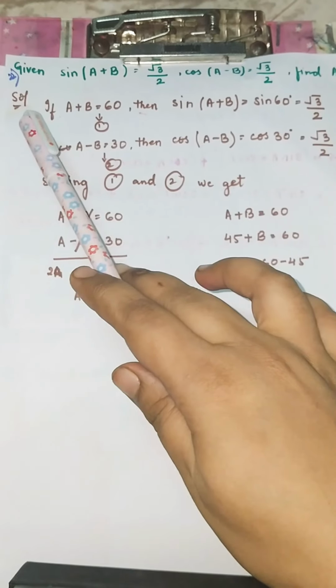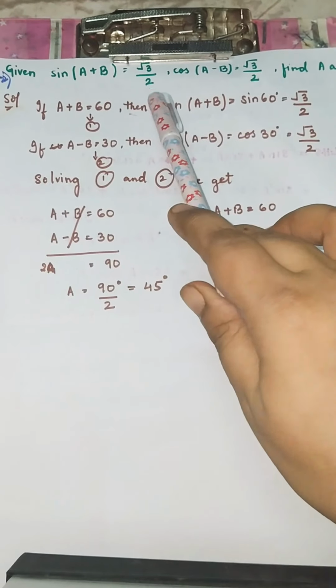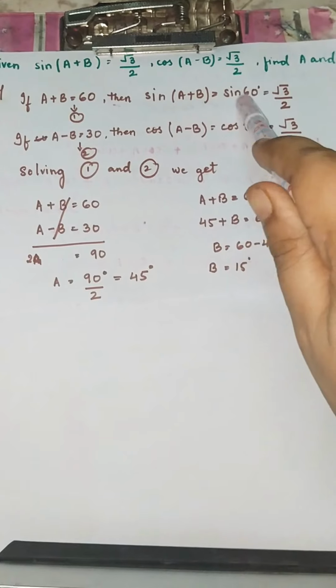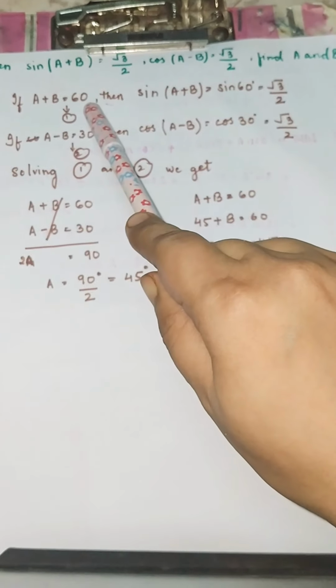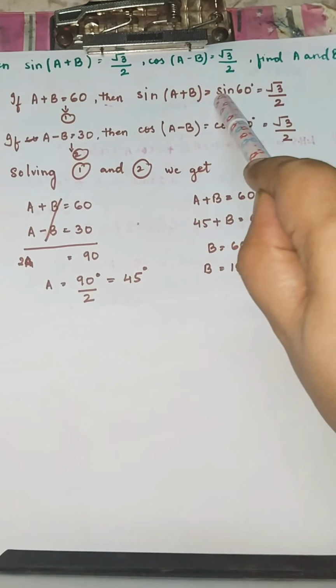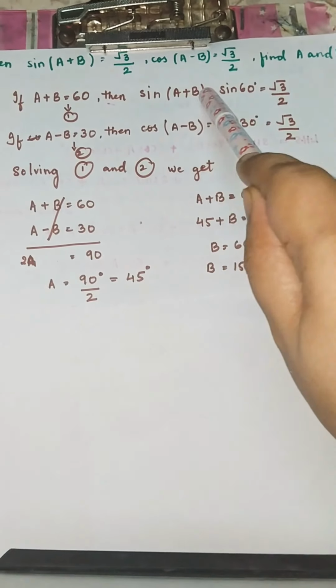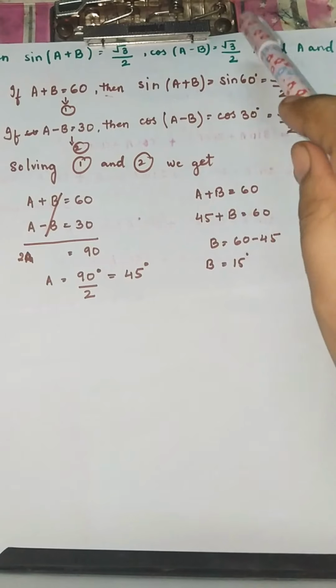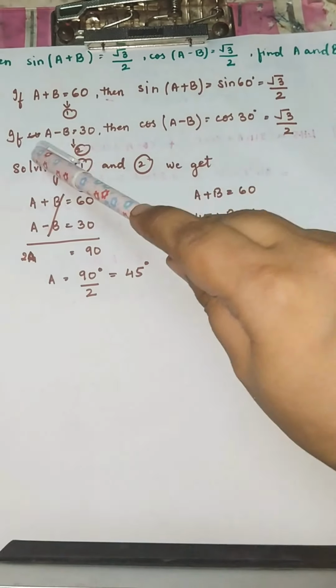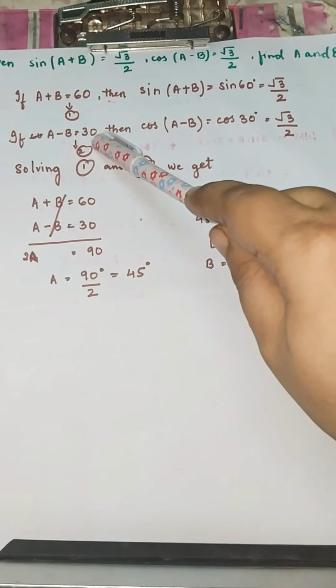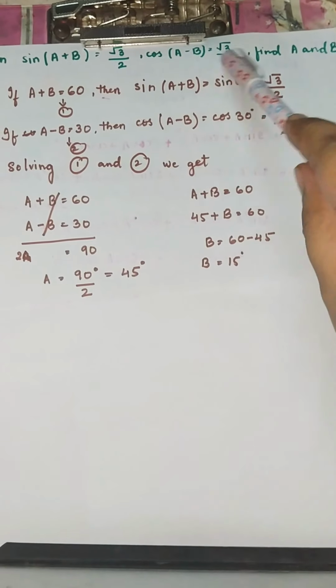Now the 22nd sum: given sin (A plus B) is equal to root 3 by 2, cos (A minus B) is equal to root 3 by 2, find A and B. Okay, if we take A plus B as 60, then sin (A plus B) is sin 60. What is the value here? It is root 3 by 2. For cos (A minus B), if we take A minus B as 30, cos 30 is equal to root 3 by 2.